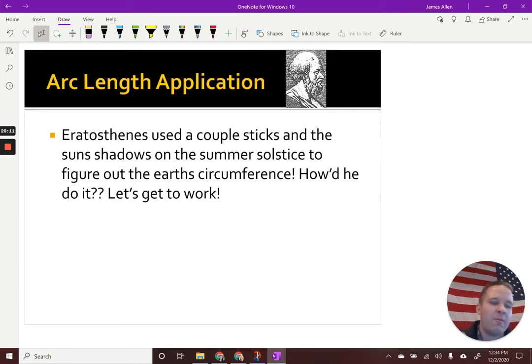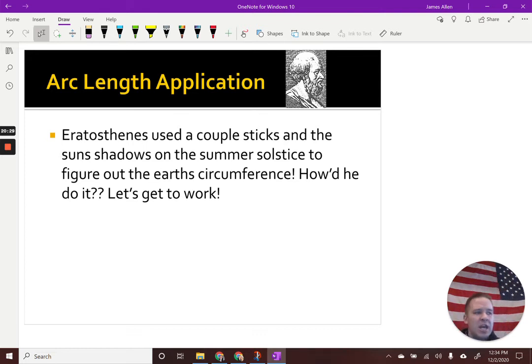I was blown away with this when I first started. I remember hearing this years ago, and it was really fascinating to me. So if this does not blow you away, then I don't know what's going to excite you in this math class. All right, so he used a couple sticks and the sun's shadows on the summer solstice to figure out the Earth's circumference. How the heck did he do that?